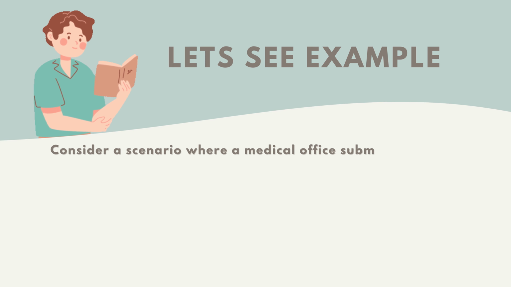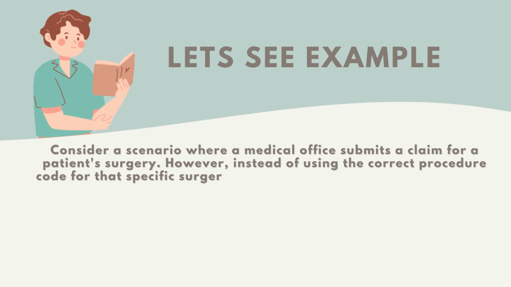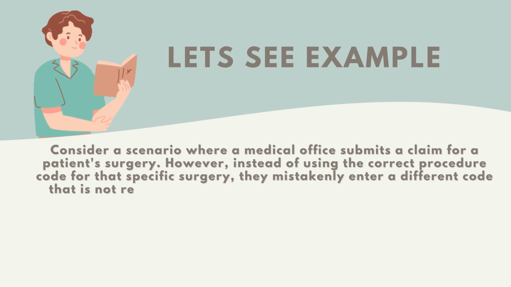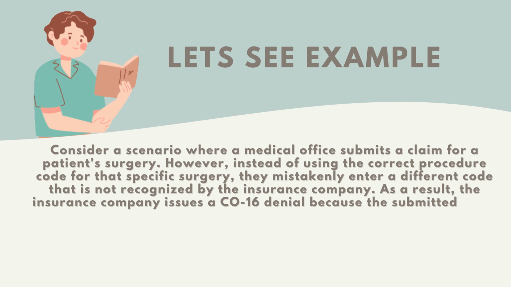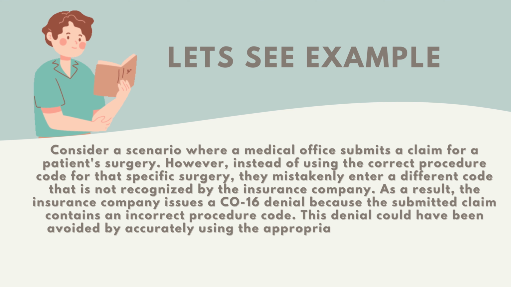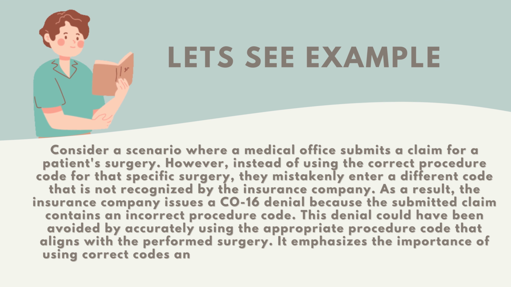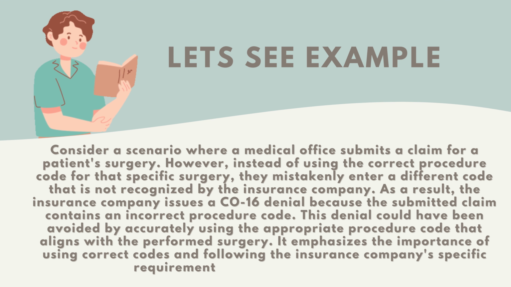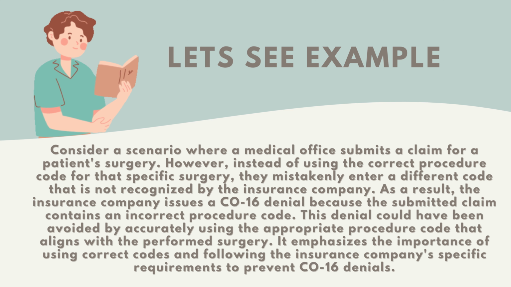Consider a scenario where a medical office submits a claim for a patient's surgery. However, instead of using the correct procedure code for that specific surgery, they mistakenly enter a different code that is not recognized by the insurance company. As a result, the insurance company issues a CO16 denial because the submitted claim contains an incorrect procedure code. This denial could have been avoided by accurately using the appropriate procedure code that aligns with the performed surgery. It emphasizes the importance of using correct codes and following the insurance company's specific requirements to prevent CO16 denials.